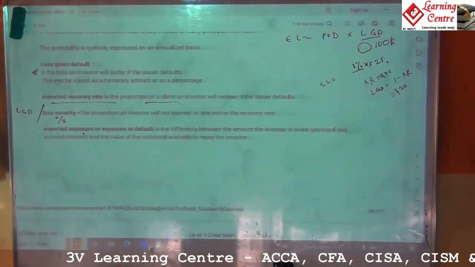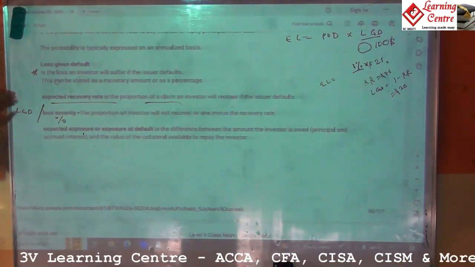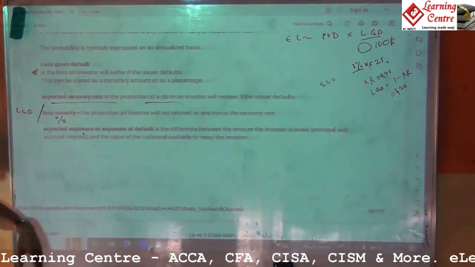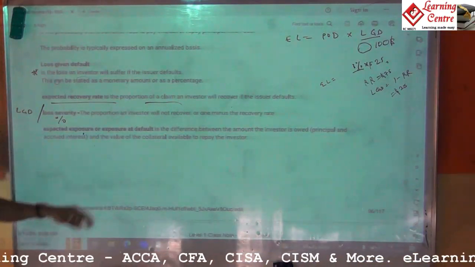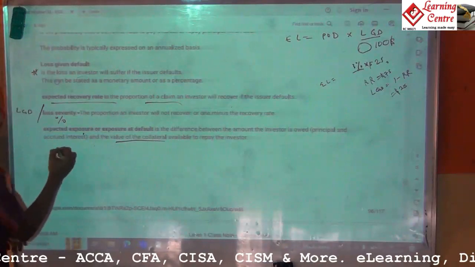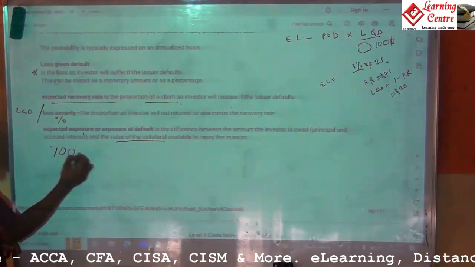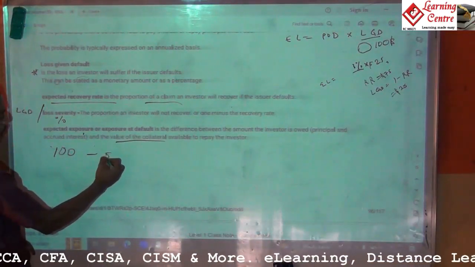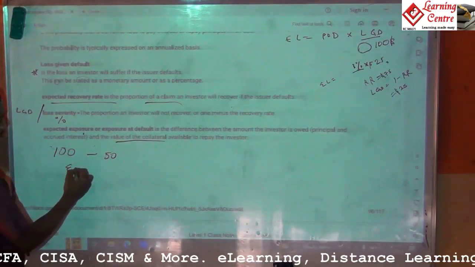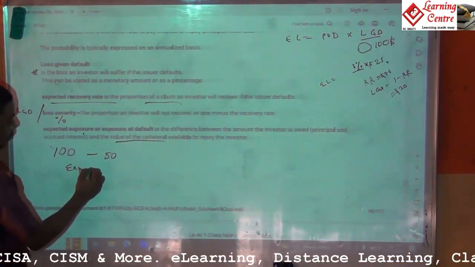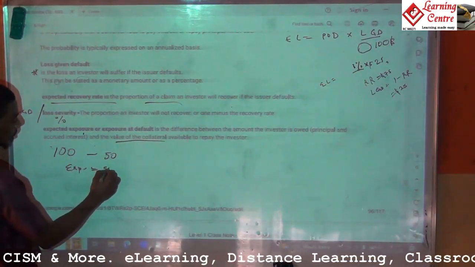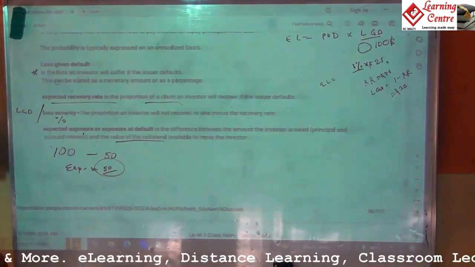Fair exposure or social default, including the amount the investor is owed, and what this one is saying is the value of collateral. So you are lending 100 naira and I have collateral value of 50. So the expected exposure, I'm exposed naked like 50. I don't have anything to 1%.